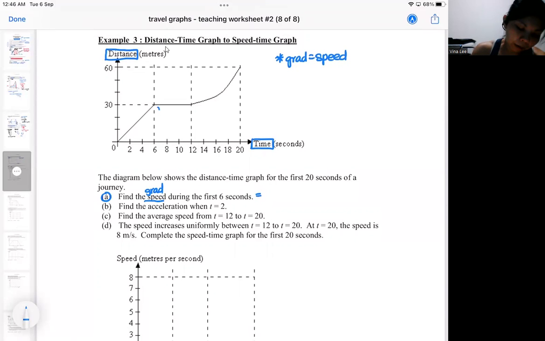So again, you take the vertical distance. The vertical distance is 30 meters. The horizontal distance is 6 seconds. So the speed is 5 meters per second. Okay. Then the next thing is I would like the acceleration at t equal to 2.